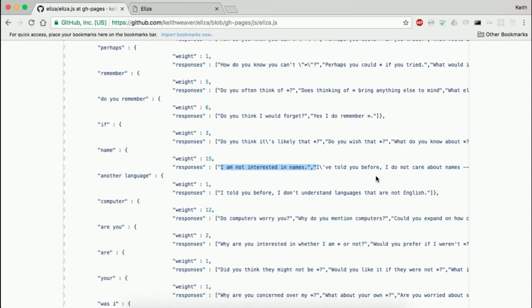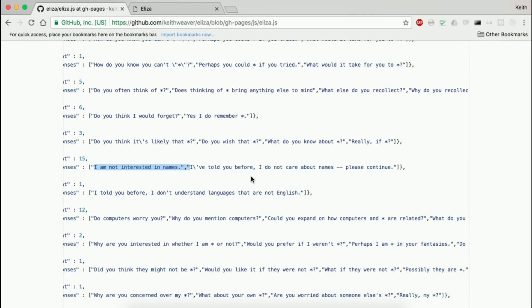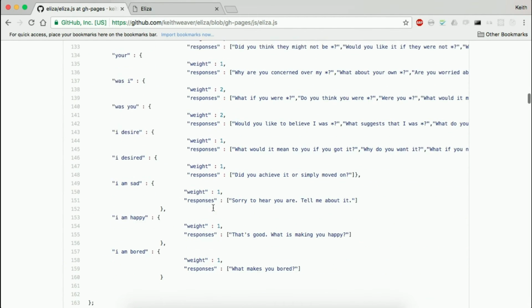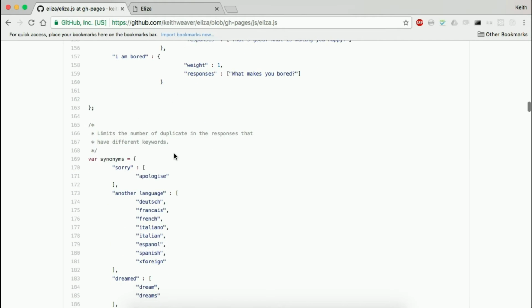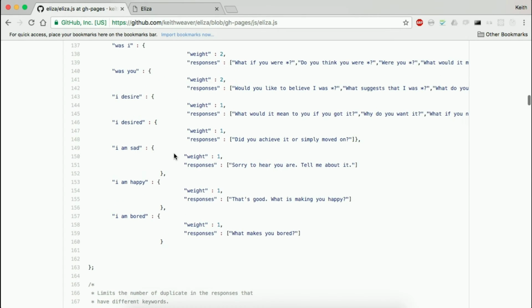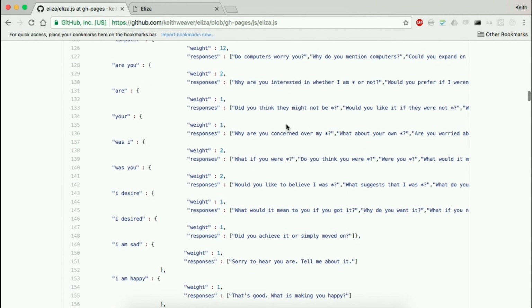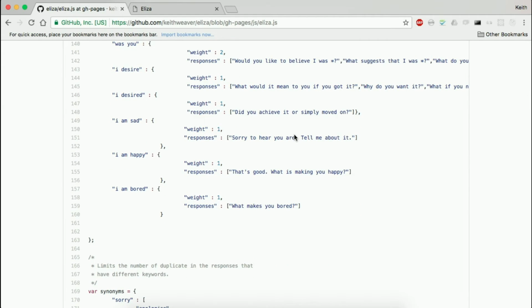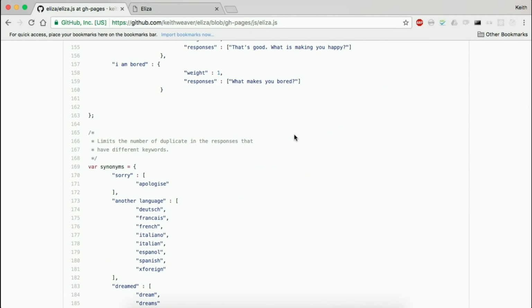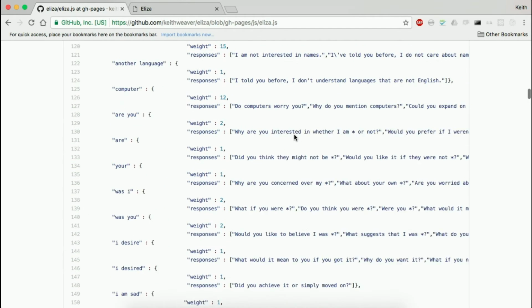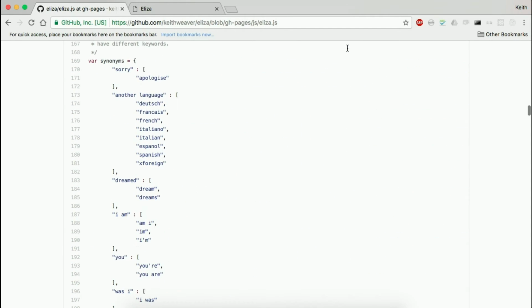I'm not interested in names. I've told you before, I do not care about names. Please continue. Those are the kinds of responses, and it outweighs most of the other ones here, but not necessarily all the time. So it essentially can use all these responses to generate a conversation. Obviously, more responses, more variety, more list of words, it gets higher.